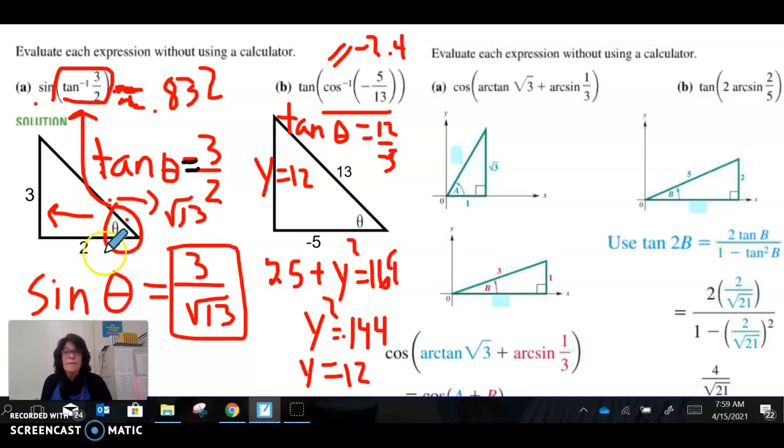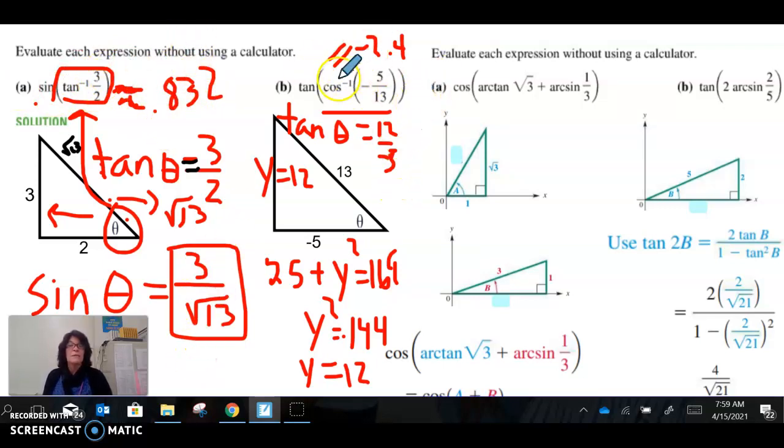A little Pythagorean theorem, right? 2 squared plus 3 squared equals whatever squared. So when I do 2 squared plus 3 squared, that's 4 plus 9. So that's 13. So this side must be the square root of 13. So the sine of that angle would be opposite over hypotenuse, 3 over the square root of 13. And then we can also do that on the calculator and get a decimal approximation to make sure that we're right.